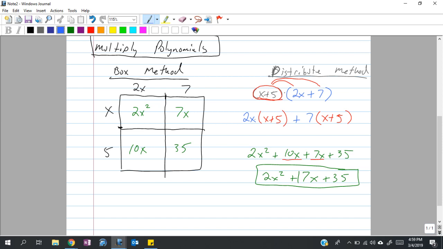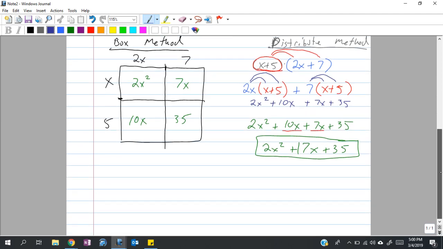If I was to distribute the 2x now, watch this. If I distribute 2x times x and 2x times 5, 2x times x would be 2x squared plus 10x plus, and then I got to distribute the 7, plus 7x plus 35. Look at that. It's the same thing as what we did when we added up the boxes here. So here's what's up. The box method is just another way of doing the distributive method.